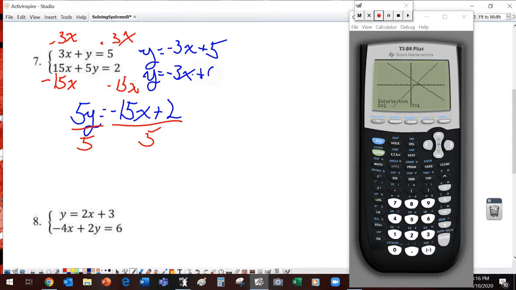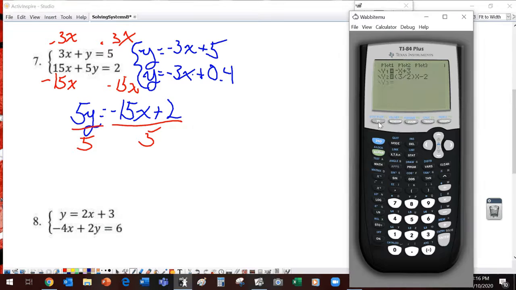And here is the same system of equations. So we're going to use these, and we're going to type them in here into the graph. So go into y equals, clear them out. And we'll type in -3x plus 5, enter, -3x plus 0.4. Hit enter, go to the graph.